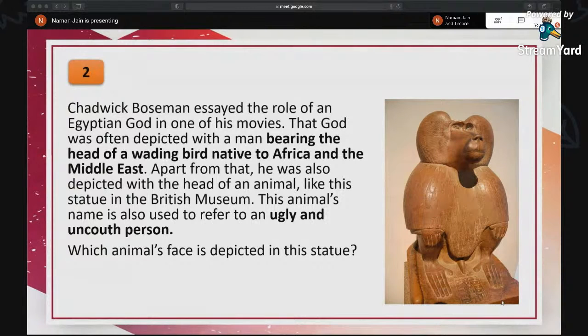So which animal's face is depicted in this statue? Simple. So this is a tribute to Chadwick Boseman, Black Panther. So ugly and uncouth. Just look at the face. You may know what the animal is. Don't go for the very, very obvious guess. Most commonly, it is a specific species of that animal.